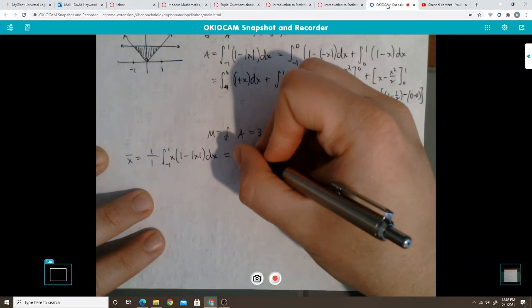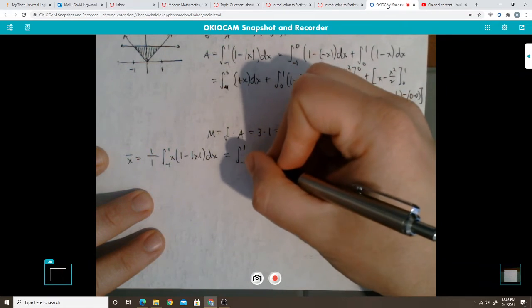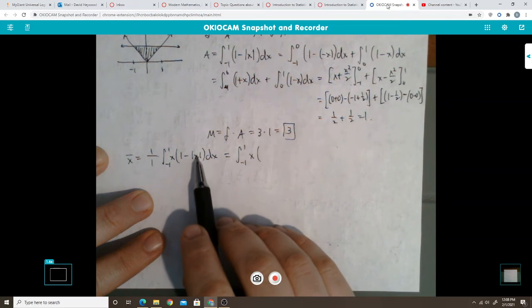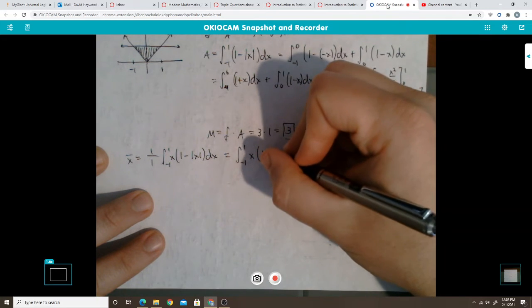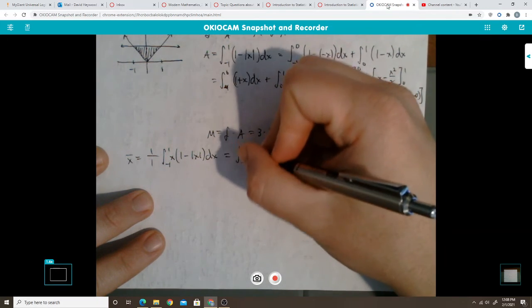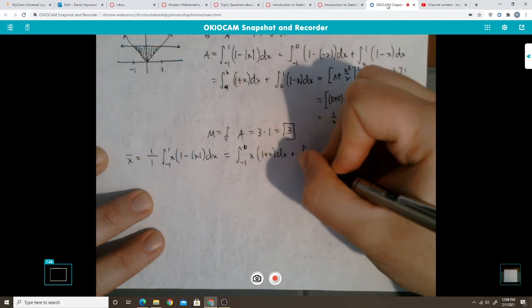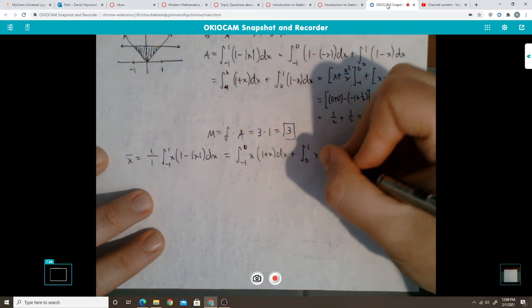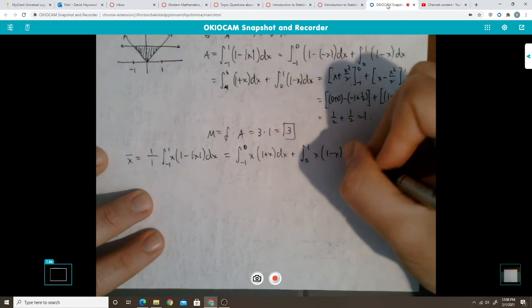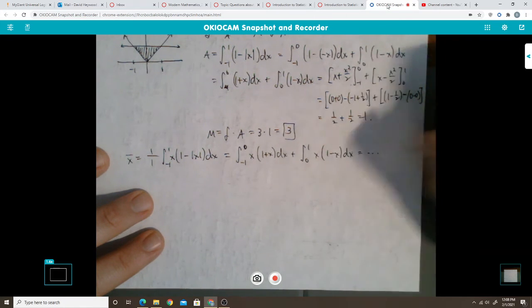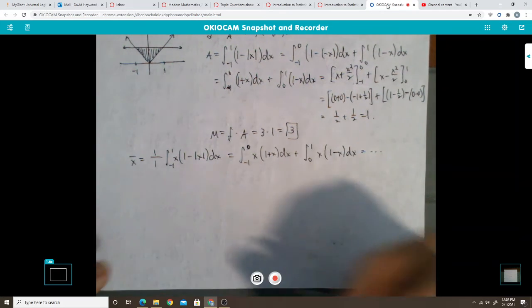But once again, I'm going to split this integral. It's really the integral from -1 to 0 of x times 1 minus negative x, which is 1 plus x, dx. And then from 0 to 1, I'm going to have x times 1 minus x dx. And I don't think I'm going to finish it, but that's the idea there.